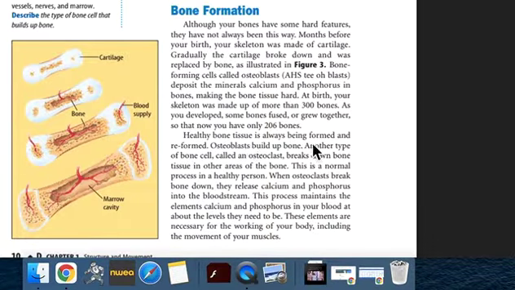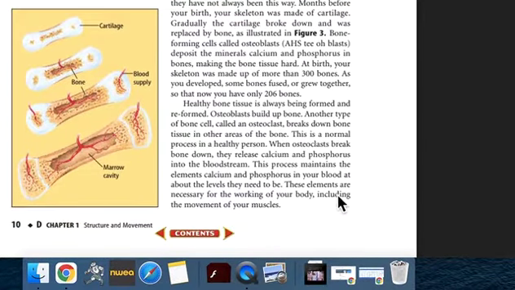Healthy bone tissue is always being formed and reformed. Osteoblasts build up bone. Another type of bone cell is called an osteoclast. Osteoclasts break down bone tissue in other areas of the bone. This is a normal process in a healthy person. When the osteoclasts break down bone, they release calcium and phosphorus into the bloodstream. This process maintains the levels of calcium and phosphorus in your blood at about the levels they need to be. These elements are necessary for working your body, including the movement of your muscles.